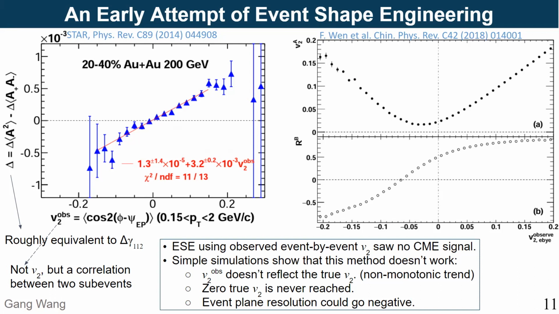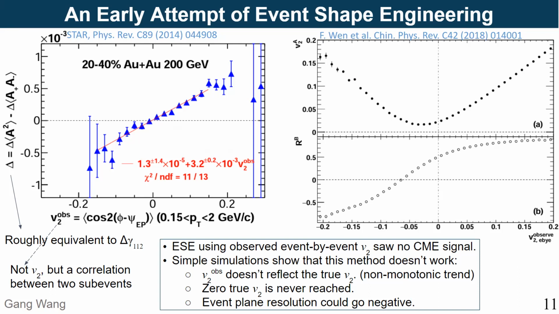It's just a correlation between two sub-events. The two sub-events can fluctuate and give you 0 correlation or even negative correlation, but it could have nothing to do with V2. So you thought you project the measurement to 0 V2, but you're not. You're looking at something different.